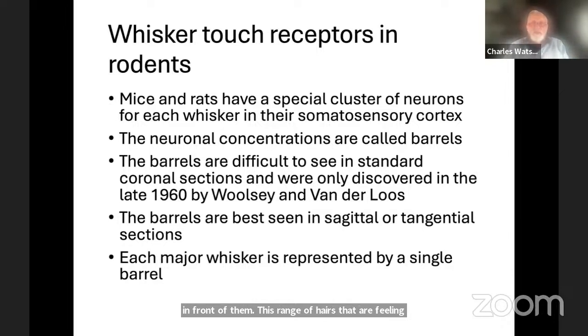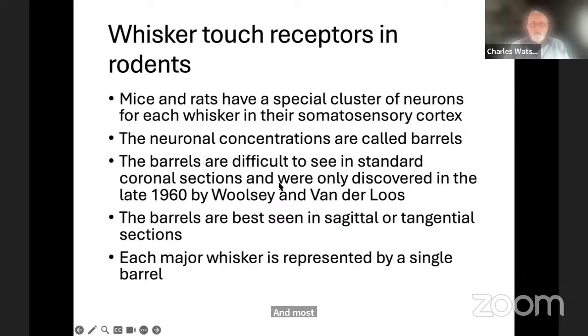And there are some neuronal concentrations in their cerebral cortex that are called barrels in the S1 cortex. It's an interesting thing. They're not very easy to see in standard sections. People had been looking at rat brains for about 100 years until Woolsey and Van der Loos found them in the 1960s. One of the reasons is that you can really only see them properly in sagittal or tangential sections, and most people use coronal sections, so you don't see them very well.